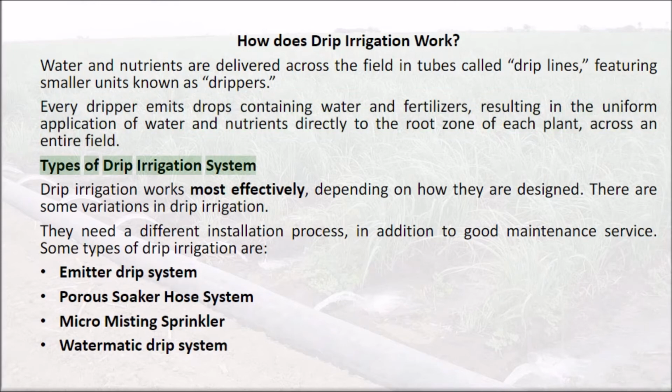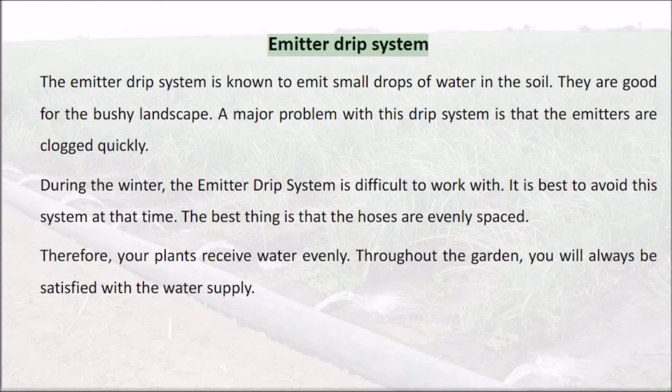Types of drip irrigation system. Drip irrigation works most effectively depending on how it is designed. There are some variations in drip irrigation. They need a different installation process, in addition to good maintenance service. Some types of drip irrigation are: emitter drip system, porous soaker hose system, micro misting sprinkler, watermatic drip system.